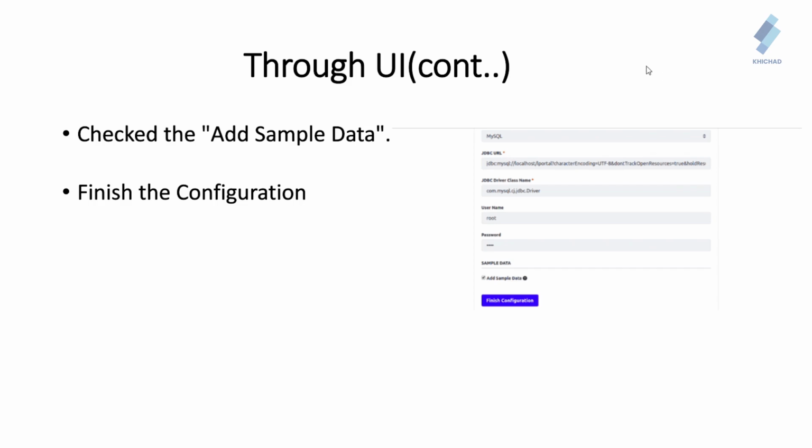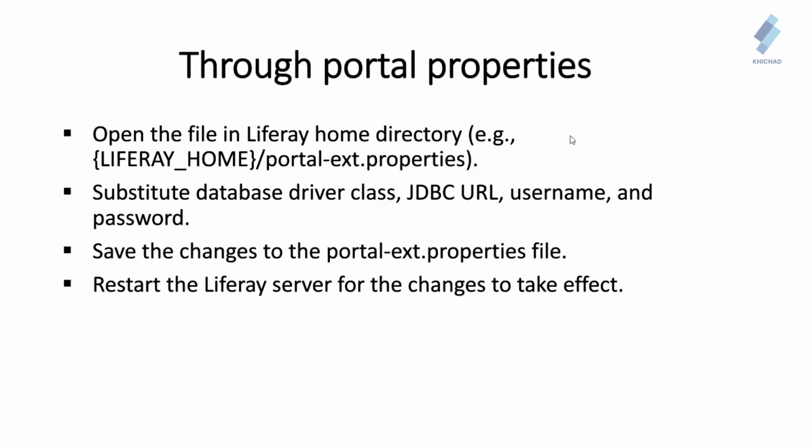Now we talk about through portal properties. Open the Liferay home directory and go to the portal-ext.properties file, open it and set the database driver class, JDBC URL, username and password. Provide the database credentials, username and password, save the changes in the portal-ext.properties file and restart the Liferay server.